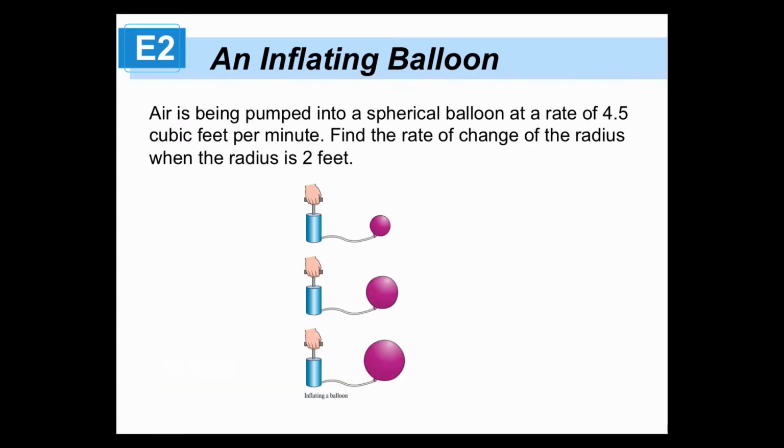Let's try it. So we're pumping air into a spherical balloon. We're not making balloon animals. You don't have this one, because I'm going to take you through this one, and then we'll do one together. So it's inflating at a rate of 4.5 cubic feet per minute. Find the rate of change of the radius when the radius is 2 feet. Okay.